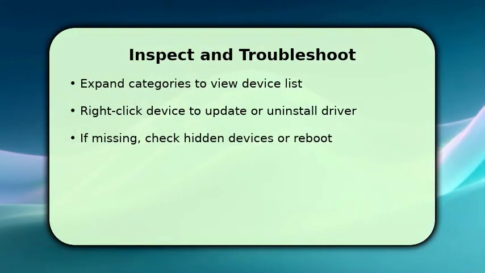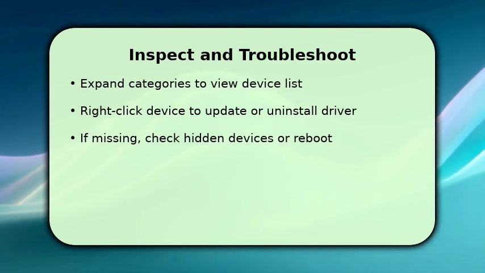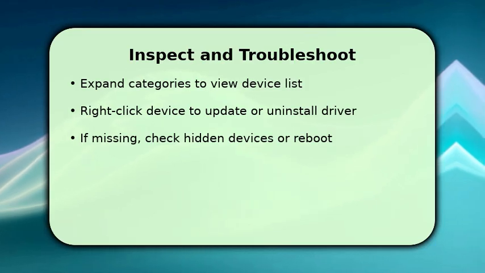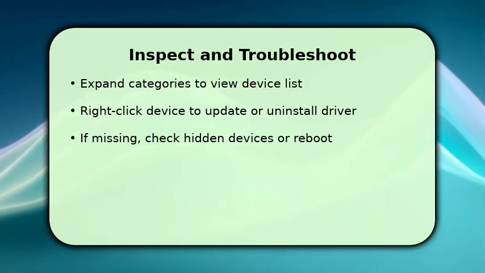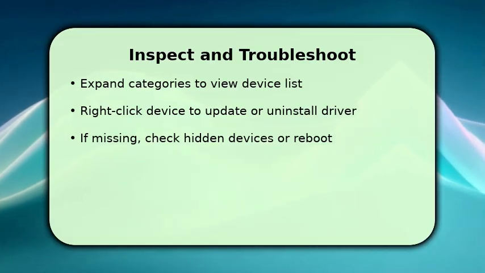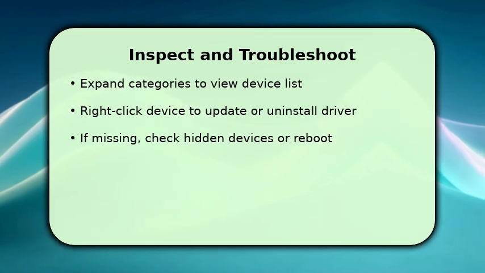Finally, expand categories like network adapters or display adapters to inspect devices and their status icons. Yellow triangles indicate issues. Right-click a device to update the driver, disable, uninstall, or view properties to see error codes. This tells you why something failed.